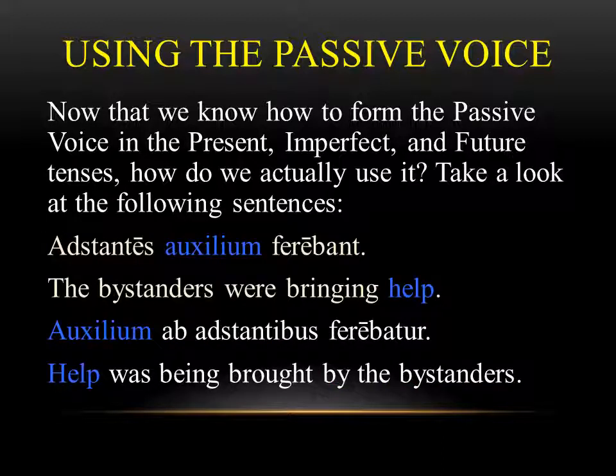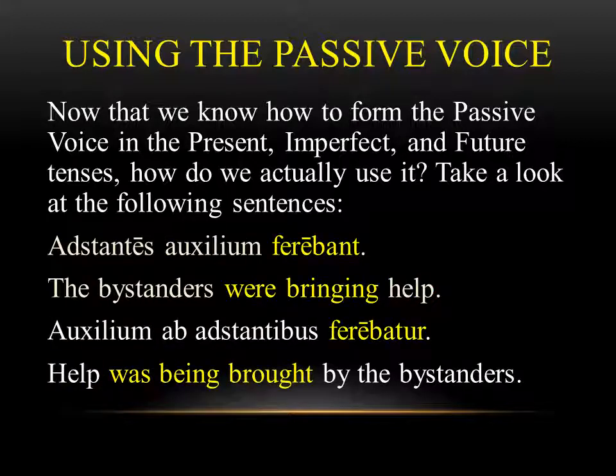The next thing I did is I changed my original direct object to the subject in my second sentence. So in the first sentence, auxilium is a direct object, it's accusative. In the second sentence, though, now it's nominative. It's a little tricky in this example because it's a neuter word, auxilium, so they're spelled the exact same way, but pay attention to what they're doing. In the first sentence, the bystanders were bringing help, that's my direct object. In the second sentence, help was being brought by the bystanders.